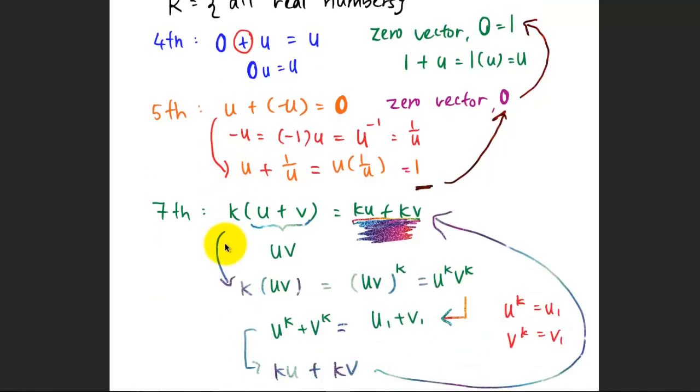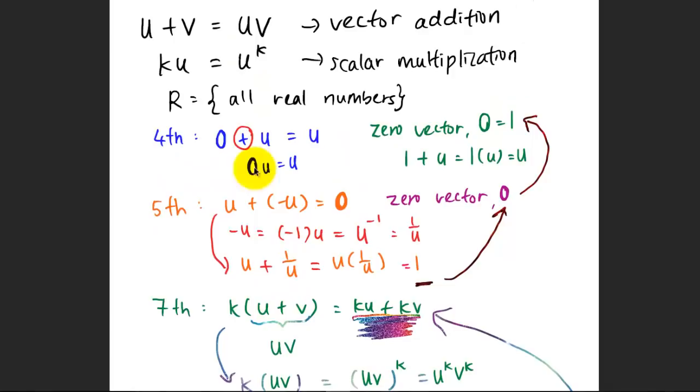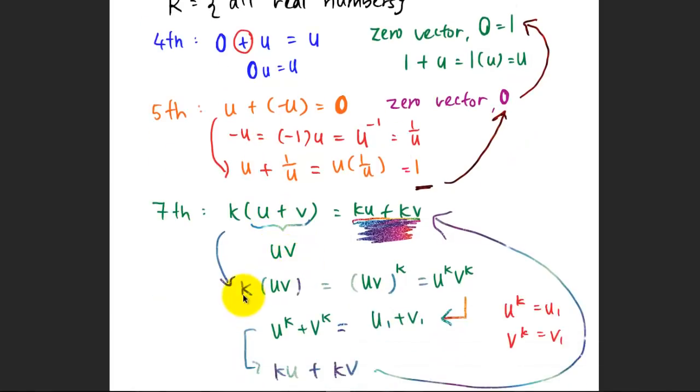And let's look at the seventh. The seventh axiom is actually a multiplication of a scalar on the addition of two members here. So we know that u plus v, because the rule is given, must be multiplication. So we have uv here. So k multiplied with the uv. And since this is a scalar multiplication, you'll use the multiplication rule here and raise to the power of k, and you can split them out: u^k multiplied with v^k.